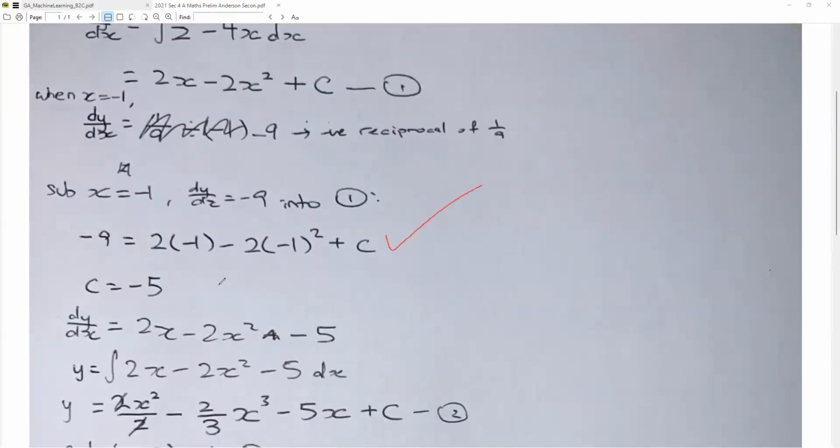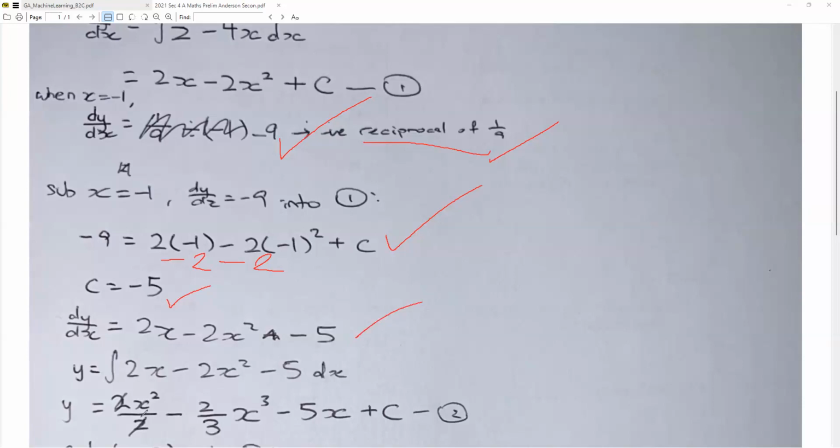Good. Reciprocal. Good. Okay. Sub in, solve for c. Let me see. Is it -5 minus 2? This one +1 minus 2. There's a -4, bring over +4. 4 minus 9, -5. Good. C is -5. Okay. Then from there, you solve for y, integrate.